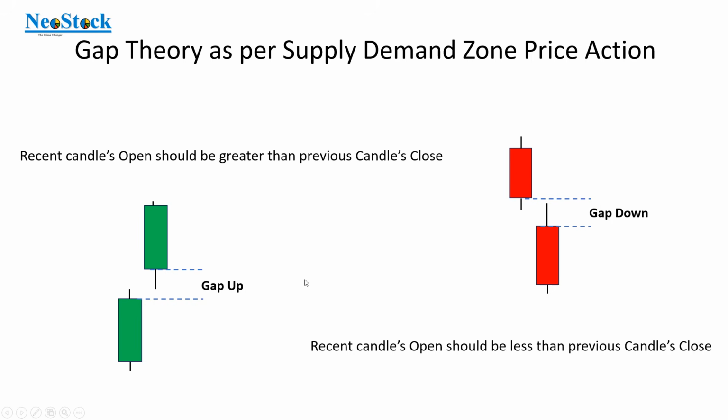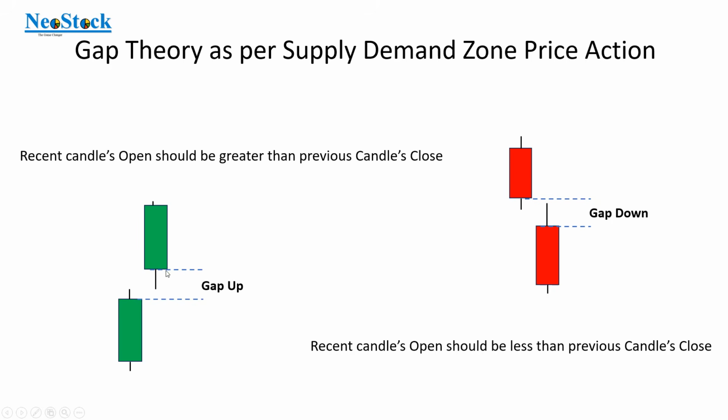Compare both these definitions. In the first definition, open should be greater than the close. But here, open should be less than the close. Which open? The recent candle's open should be greater than the previous candle's close in a gap up. Here, the recent candle's open should be less than the previous candle's close. That is what we can observe in this diagram.